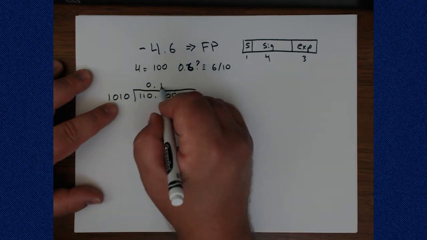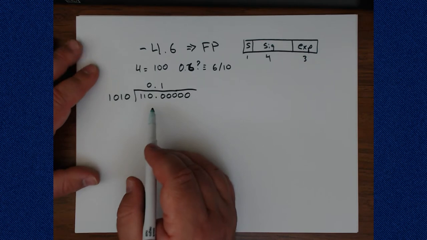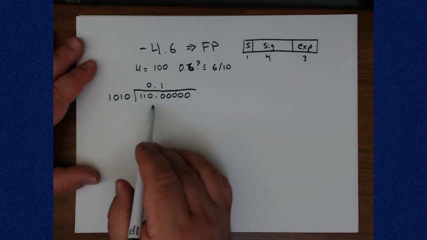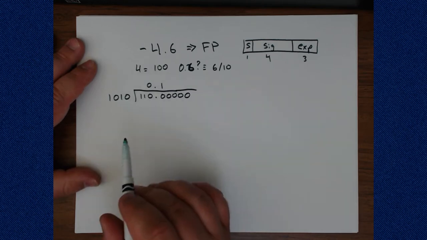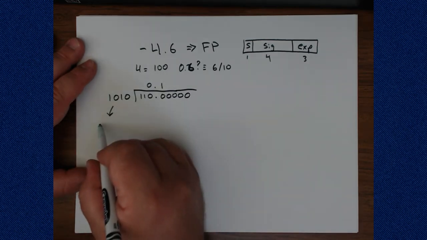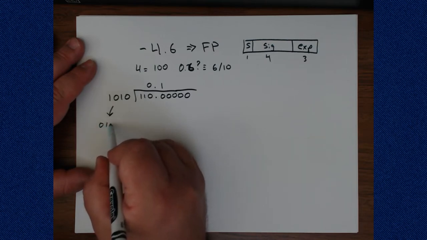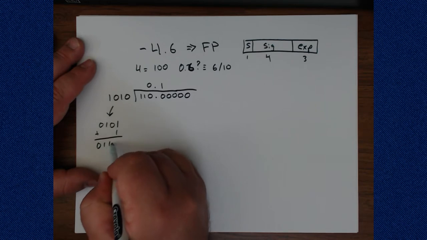That means we get a 1 here. Now, instead of doing subtraction, I'll remind you the way we do subtraction inside computers is through the addition of a 2's complement value. So we're going to take this bit pattern, flip all the bits, 0, 1, 0, 1, add 1 to that, and we'll get 0, 1, 1, 0.